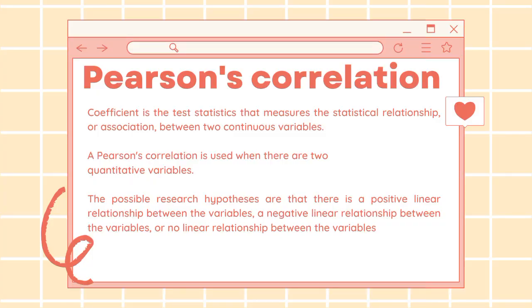There are different types of correlation, but in this video, we're only going to use one, which is the Pearson's correlation. Pearson's correlation is also called Pearson's r. It is a measure of linear correlation between two sets of data. It is mostly used in linear regression. It utilizes two quantitative variables to see if there's a linear relationship between those variables. The possible research hypotheses are that there is a positive linear relationship between the variables, a negative linear relationship between the variables, or no linear relationship between the variables.